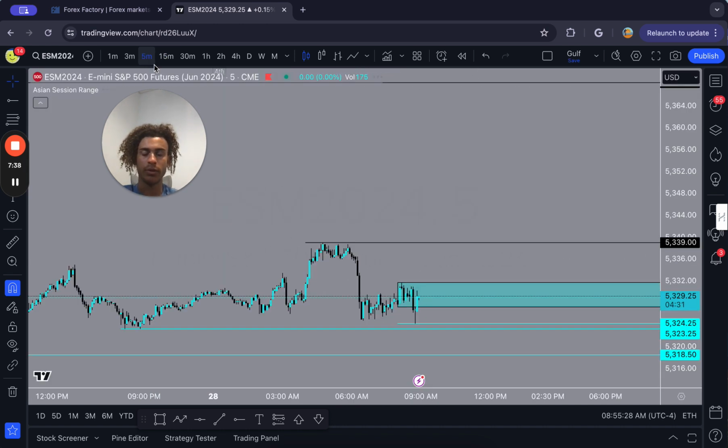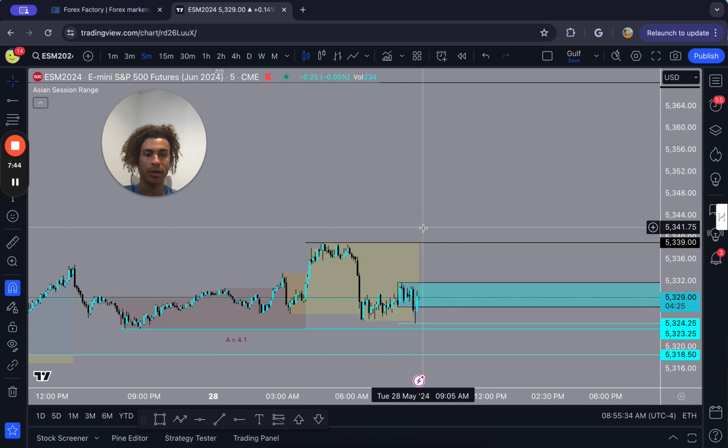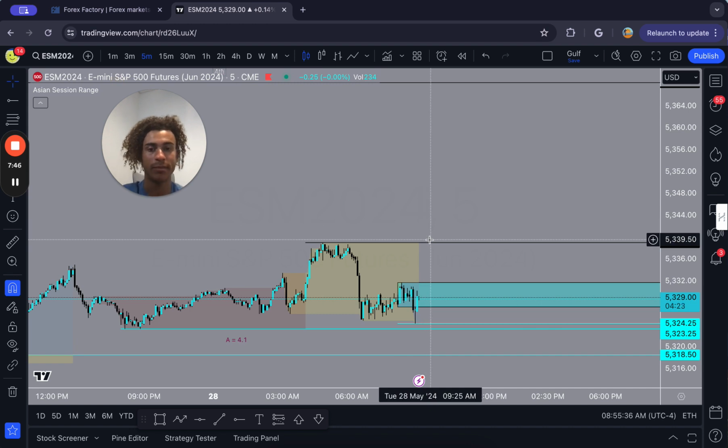So let's see what we do in regards to New York Open right here. If this uptrend continues, I'd be looking for price to come test this level. That'd be a nice 10-point move. Nice scalp.